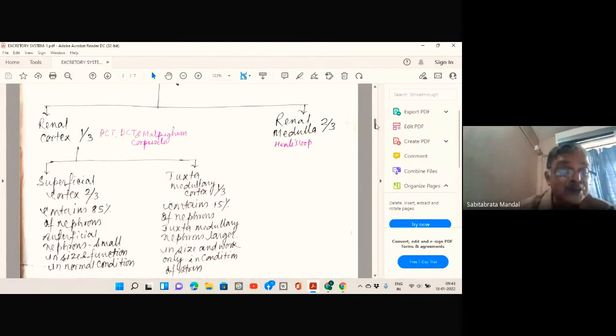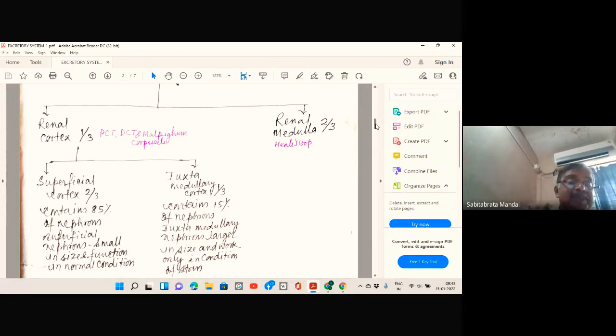Now, this superficial cortex contains 85% of the nephrons. Okay, this contains 85% of the nephrons. And juxtamedullary cortex, this contains 15% of the nephrons.